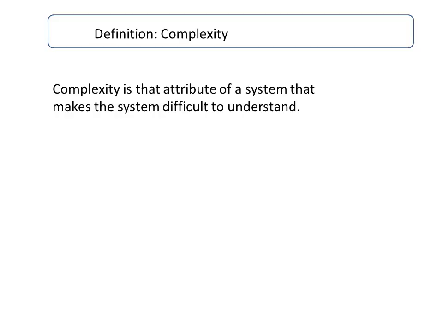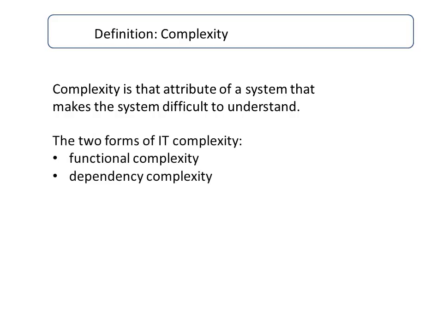A good place to start in understanding complexity is to define what we mean by complexity. So I define complexity as that attribute of a system that makes the system difficult to understand. And of course, if the system is difficult to understand, it's difficult to maintain, it's difficult to modify, it's difficult to make secure. So complexity is what makes a system difficult to understand. There are two basic forms of IT complexity. There's what we call functional complexity and what we call dependency complexity. Let's take a look at each of these.